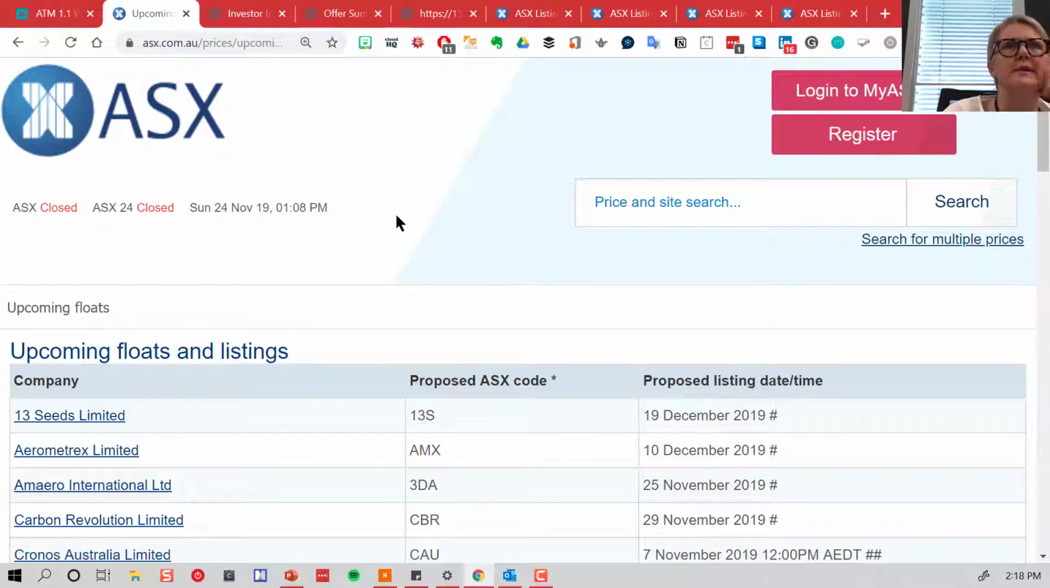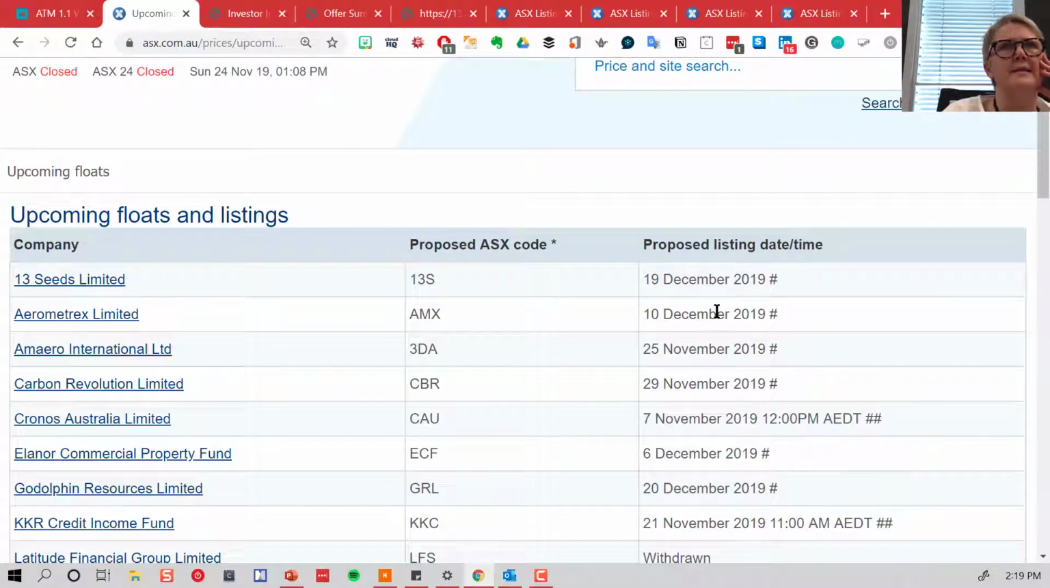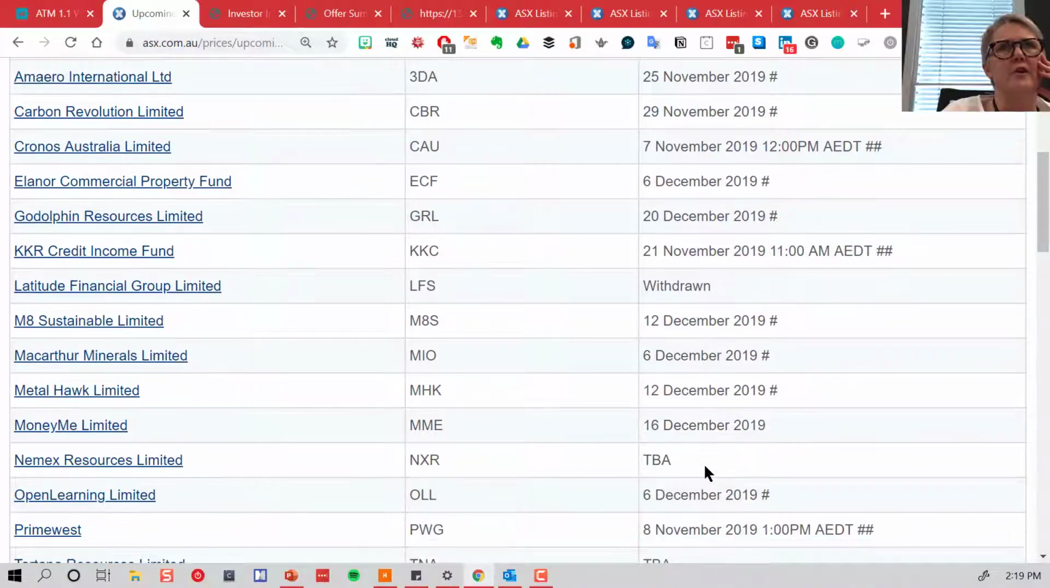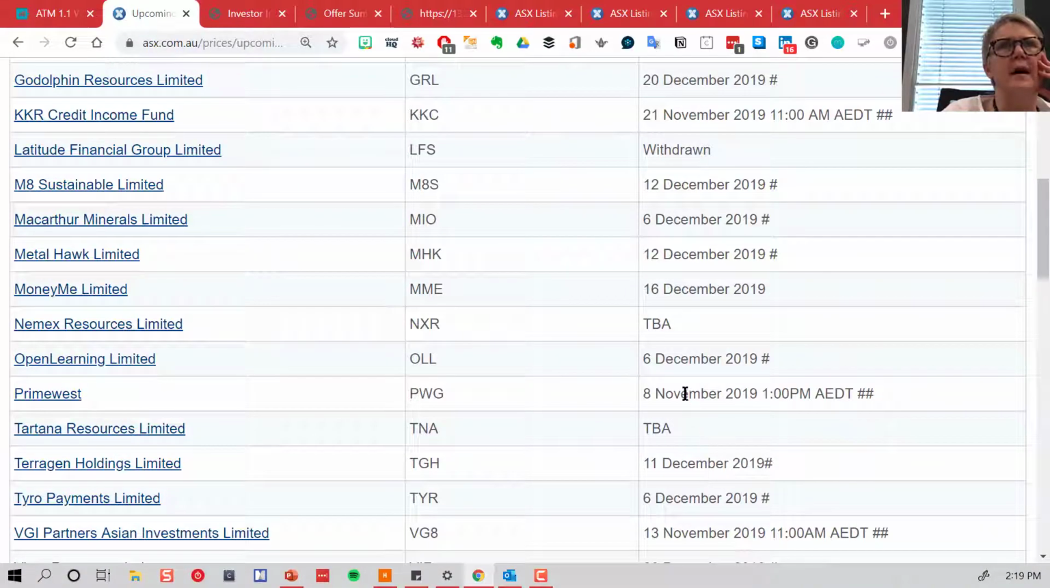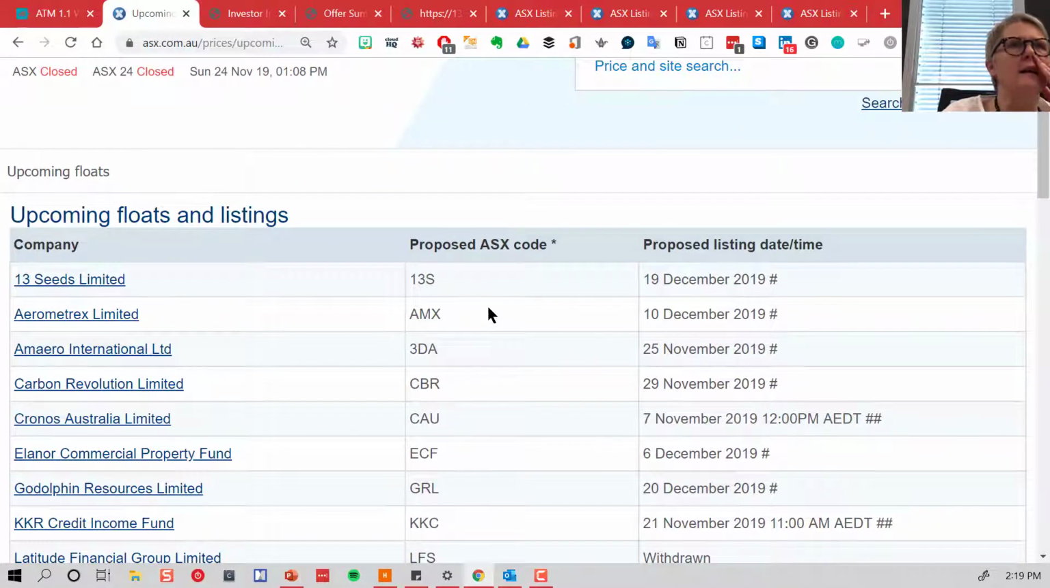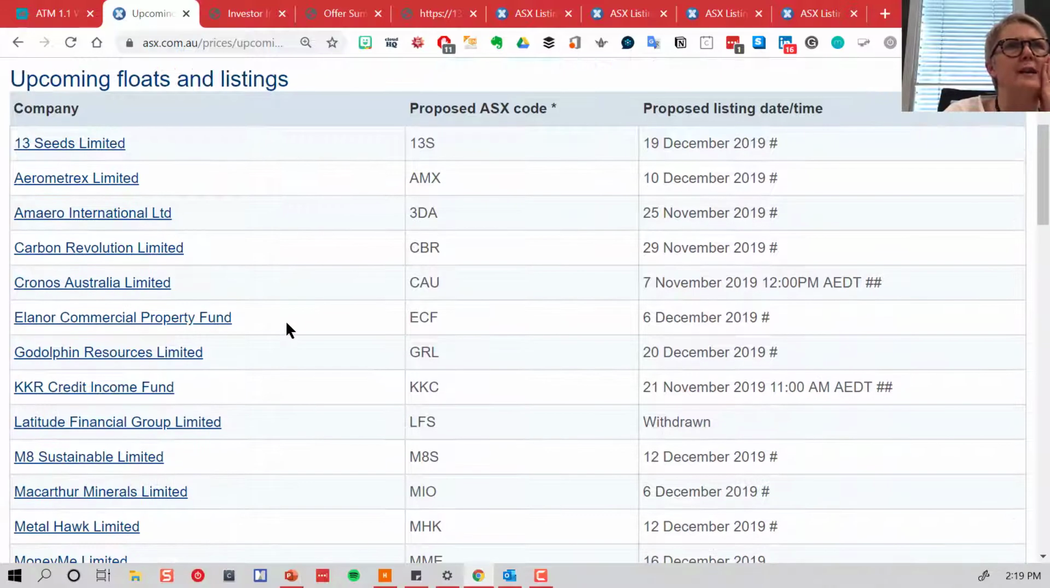I've just gone to its upcoming floats page. You can see that we've got some listed here that were going to float at dates in the past. The initial date that companies expect to get over the line sometimes gets passed, particularly if they haven't raised all of the money yet. They're just listed here in alphabetical order.